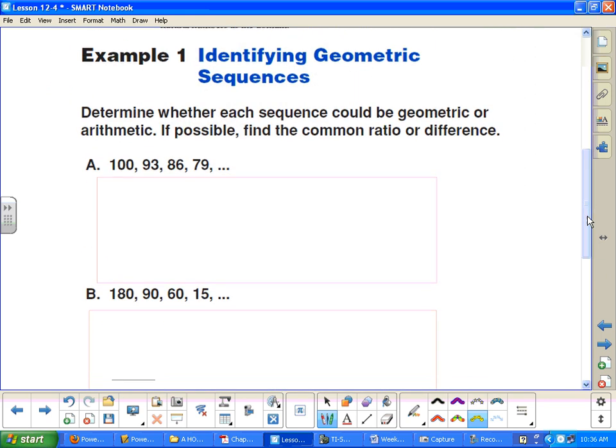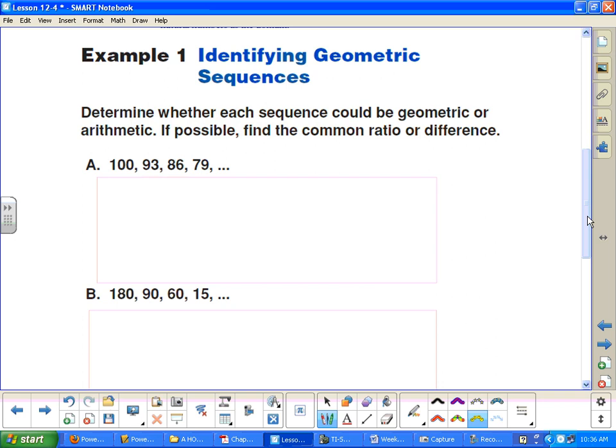So the first thing we did with arithmetic was ask, how do I know if it's arithmetic or not? If the first difference is the same, right? So how can I tell if something's geometric? Not the second difference, that's quadratic. It's the ratio. That's why it's called the common ratio. If the ratios are the same, then it's geometric.